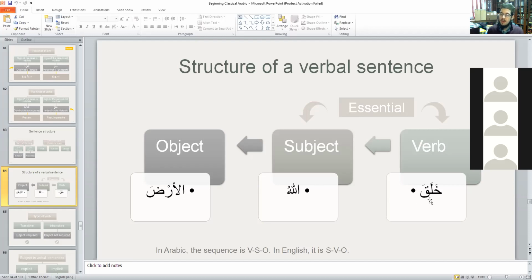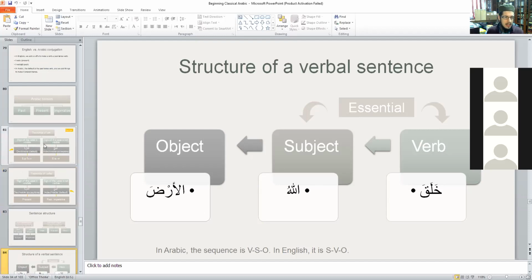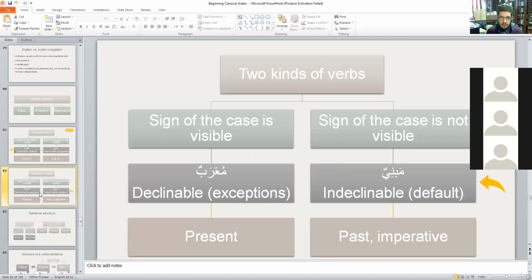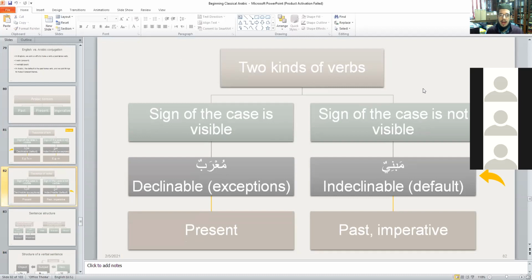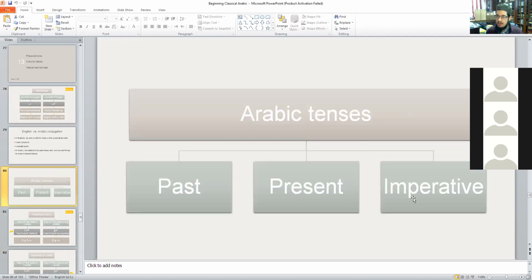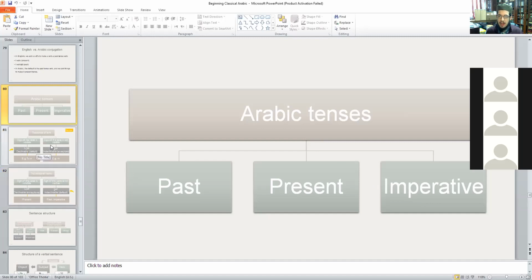Okay, what case is the verb in, you might ask? I'm glad you said that. In Arabic, verbs by default do not have grammatical case. In Arabic, we have 3 tenses of verbs. We have past, present, and imperative. Just like in English, there is no separate verb form for the future. We make compound tenses. We use particles and things like that.